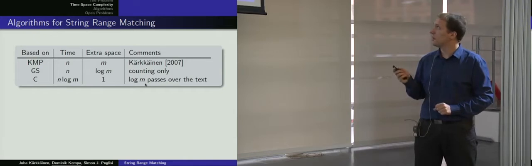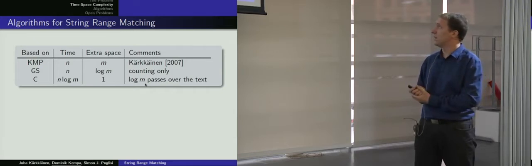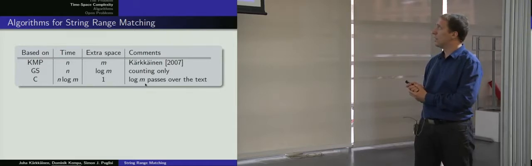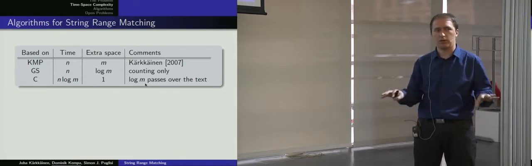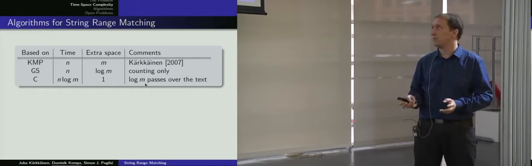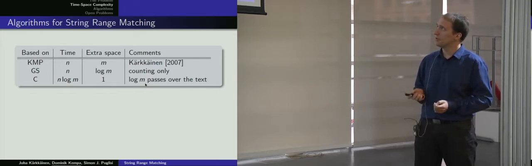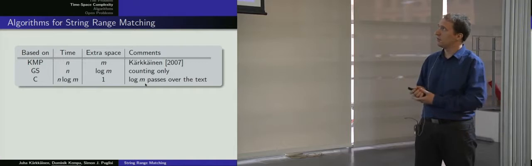The first one is based on the algorithm of Kalai and Seiferas. It runs in linear time. It's using order log m extra space, but it only works for the counting variant of the problem. So we can only count how many suffixes of the text are smaller than the pattern, but we cannot enumerate them. The second algorithm is based on Crochemore's algorithm and runs in n log m time, and it's using constant extra space.